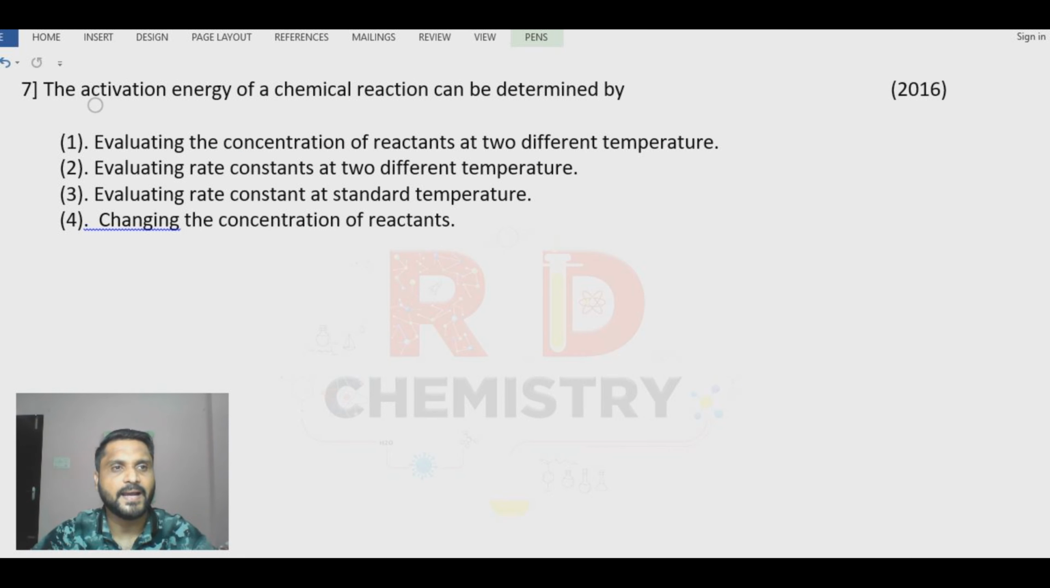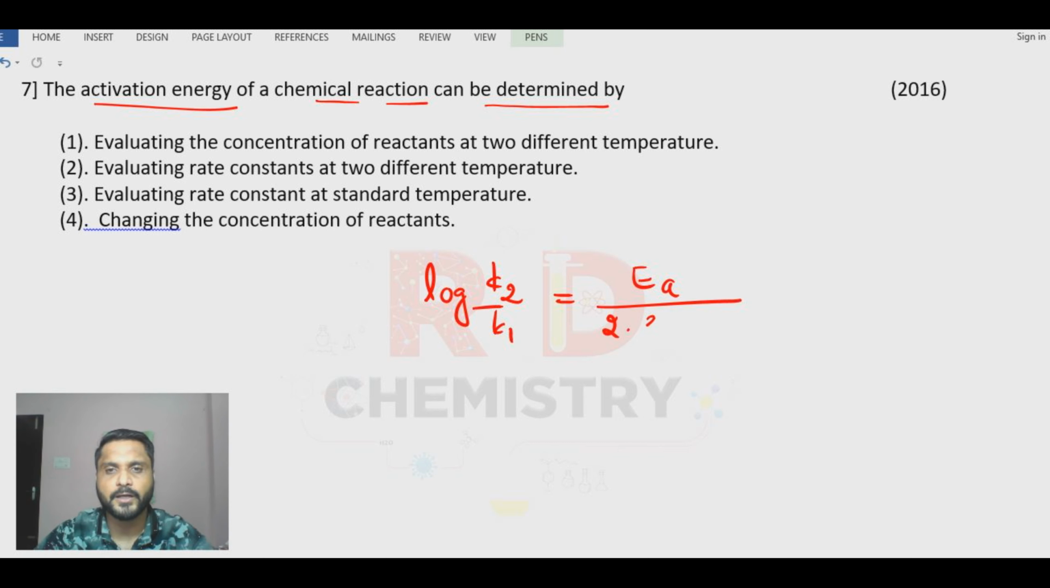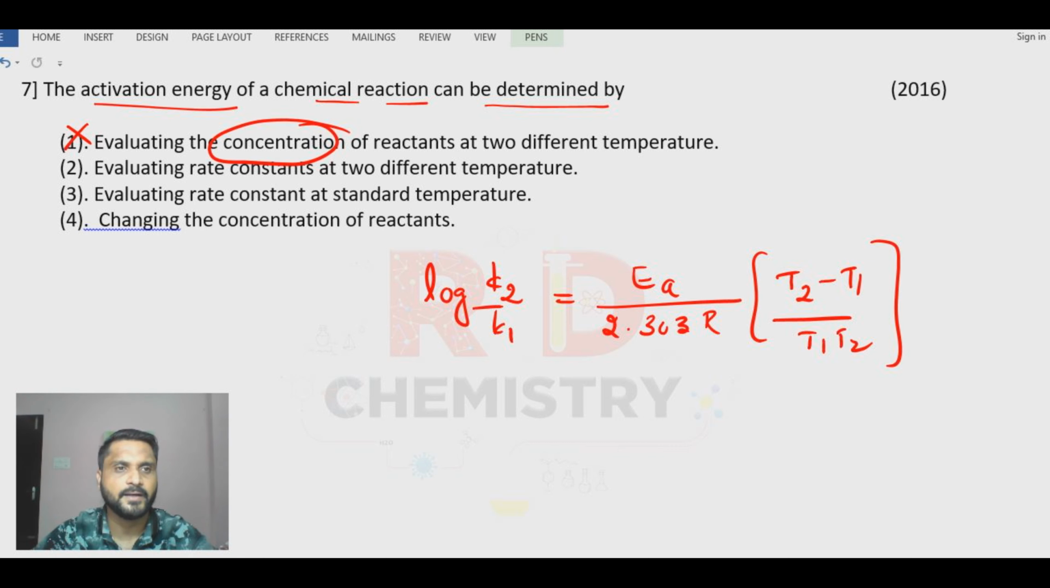Question number 7. The activation energy of a chemical reaction can be determined by. When this kind of problem comes, generally we make use of log K2 divided by K1 is equal to Ea, activation energy, divided by 2.303 into R into T2 minus T1 divided by T1 into T2. Correct? So in the first, concentration doesn't come, right? Second one, evaluating the rate constant at two different temperatures. K1 and K2 are two rate constants at two different temperatures, T1 and T2 is given. So therefore answer is option number 2. Second one is the answer here, right?